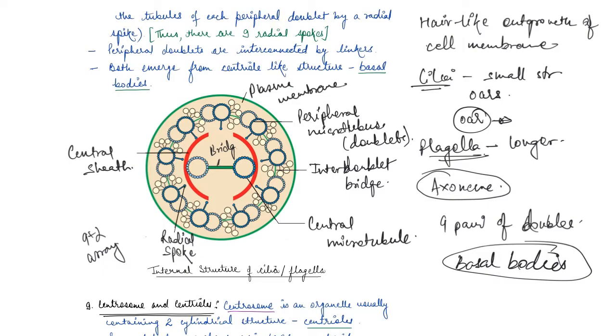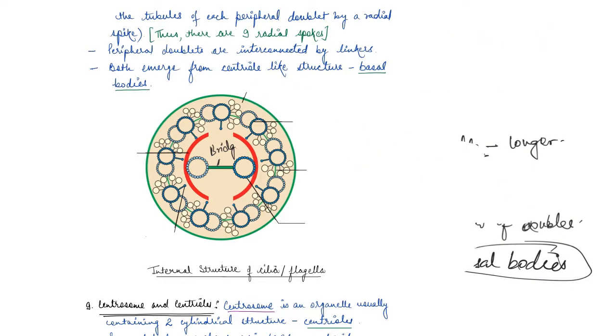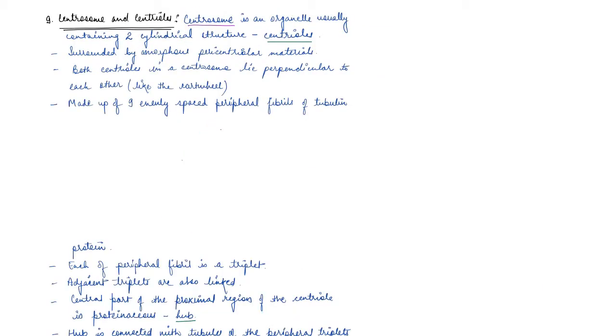Now the third organelle that we are going to study is centrosome and centrioles. Now, what is a centrosome and what are centrioles? Basically, centrosome is an organelle which has two cylindrical structures, and these cylindrical structures are known as centrioles, right? Now, these are surrounded by what? They are surrounded by amorphous pericentriolar materials, right?